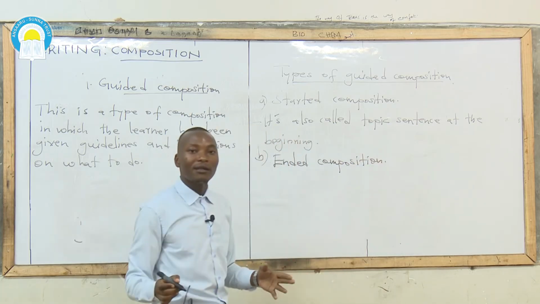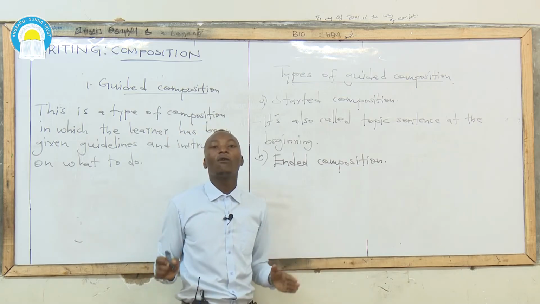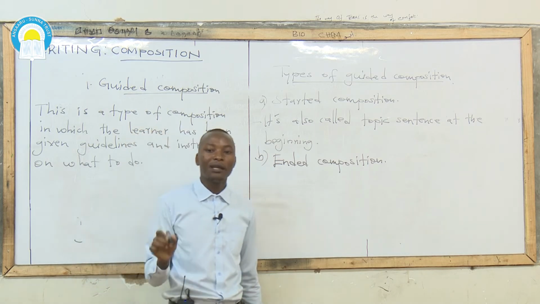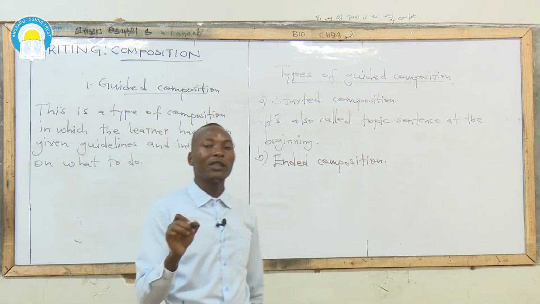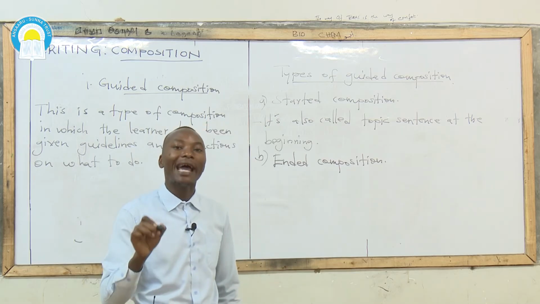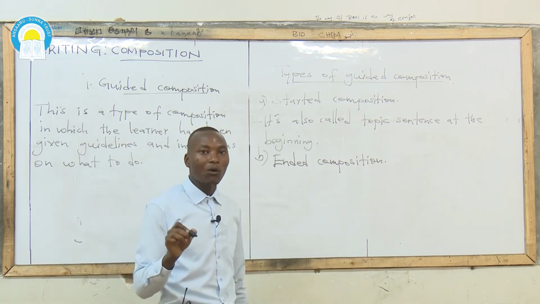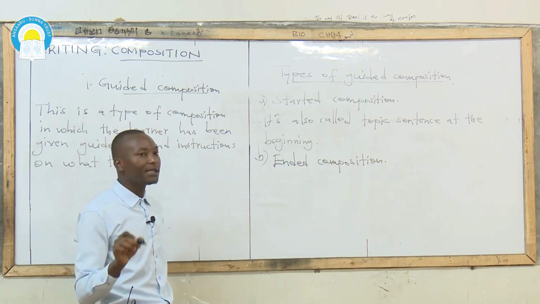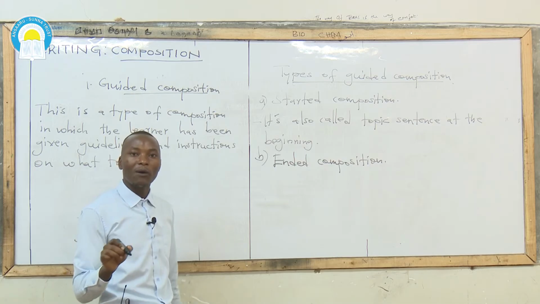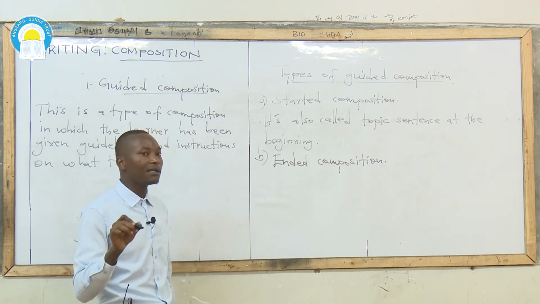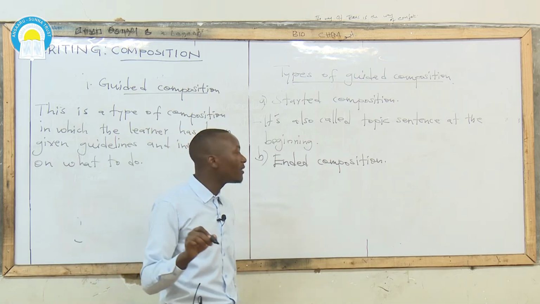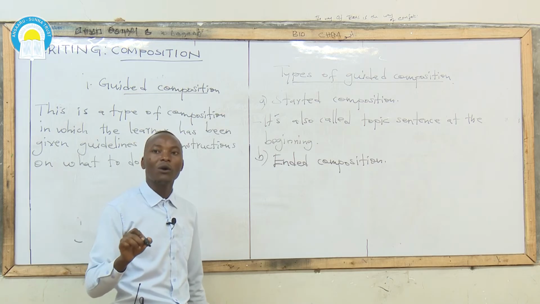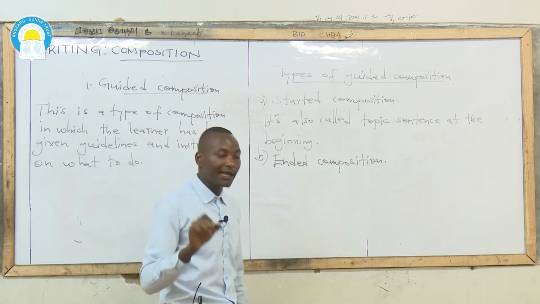Now, ended composition, just as the name suggests, is a kind of composition in which the ending has been provided. And it is vital for the learner to end this composition with the ending provided. Learners always commit a very common mistake. Most learners fail to complete this sentence with the ending given. So, as a serious learner, ensure that whenever you have been given an ended composition, you end the composition with the ending that has been provided.